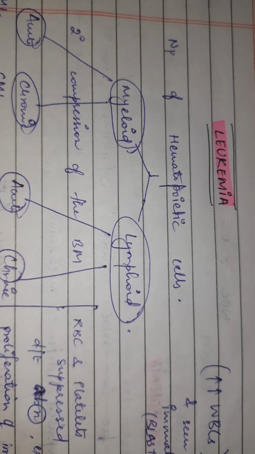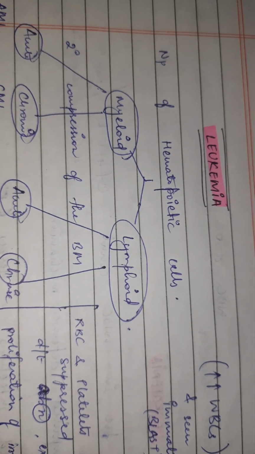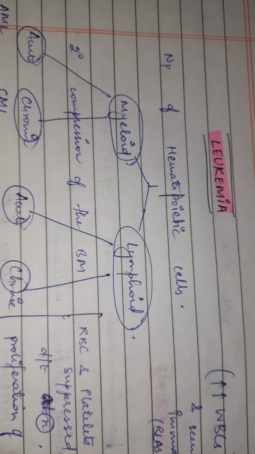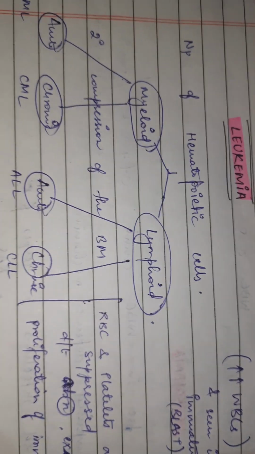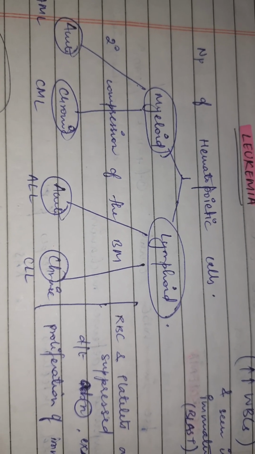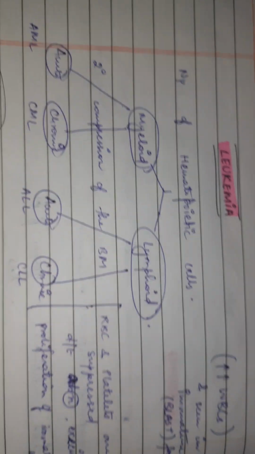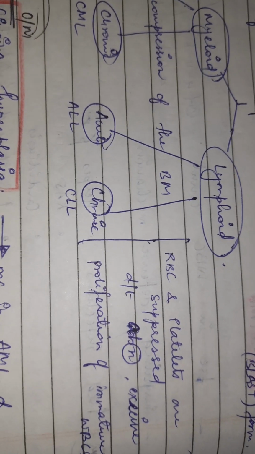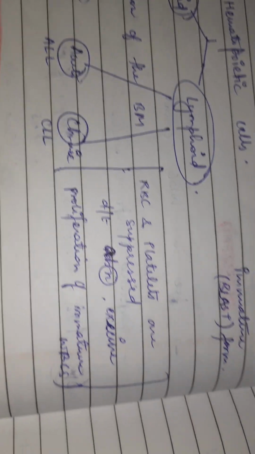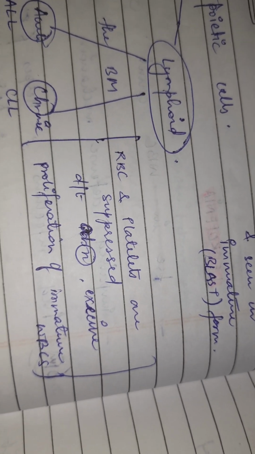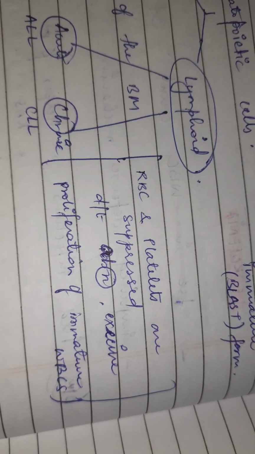It is a neoplasm of hemopoietic cells. Hemopoietic cells are of two types, myeloid and lymphoid. Myeloid have acute and chronic, and lymphoid have acute and chronic. Secondary compression of bone marrow occurs. So we have acute myeloid leukemia, chronic myeloid leukemia, acute lymphoid leukemia, and chronic lymphoid leukemia. RBCs and platelets are suppressed in leukemia due to abnormal excessive proliferation of immature WBCs.